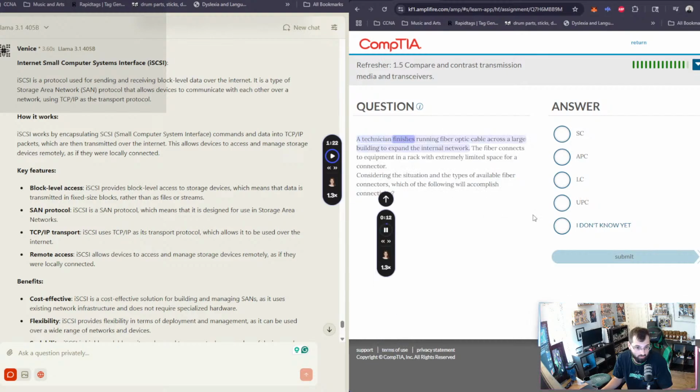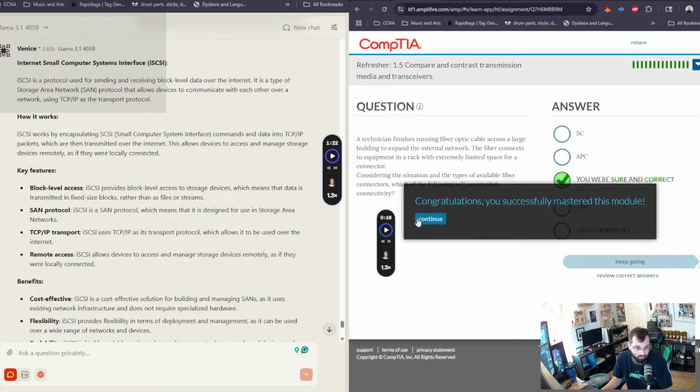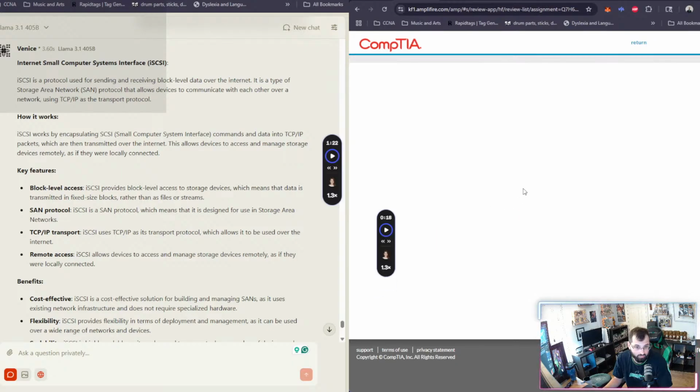A technician finishes running fiber optic cable across a large building to expand the internal network. The fiber connects to equipment in a rack with extremely limited space for a connector. Considering the situation and the types of available fiber connectors, which of the following will accomplish connectivity? The LC. LC is the small form factor of it. That was it for 5.